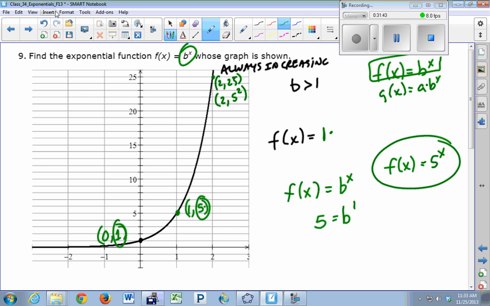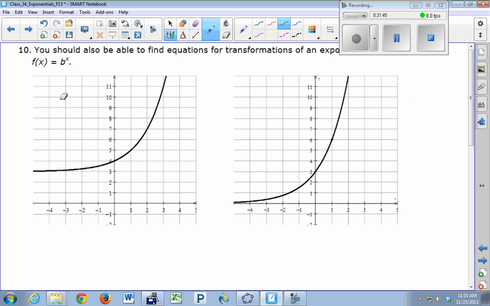Okay. All right. Now let's take a look at a transformation. We don't know what our parent function is here. We don't know what our base function is. We're performing some kind of transformation. Whatever b to the x looks like, we know our original b to the x would go through 0, 1, and our horizontal asymptote would be the x-axis. I don't know what number it goes through when x is 1, because I don't know my original function.